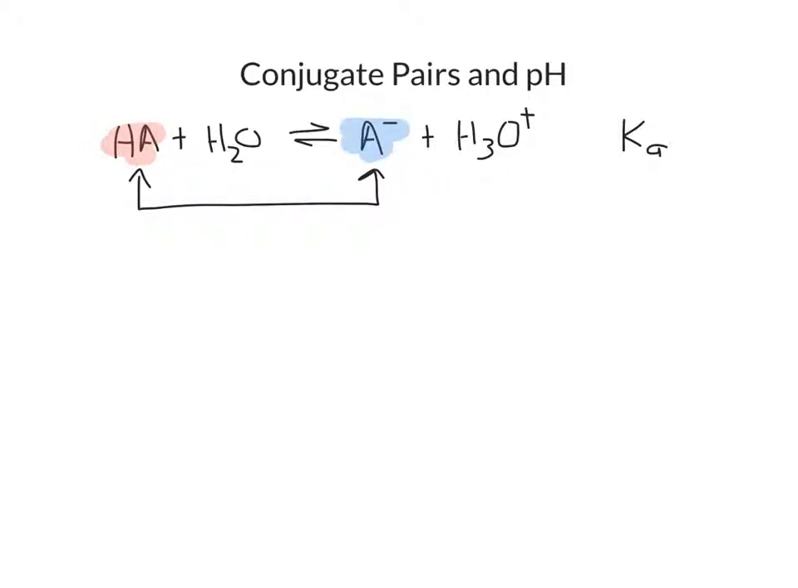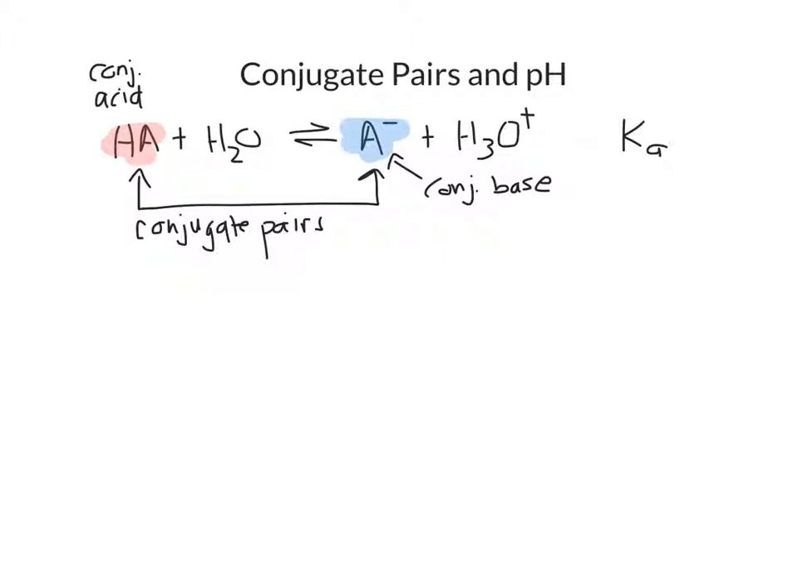So the part of the conjugate pair that contains the proton is the conjugate acid, and the part of the pair that does not have the proton, so it will act as a base, is called the conjugate base. Every acid has a conjugate base, and every conjugate base has a conjugate acid.